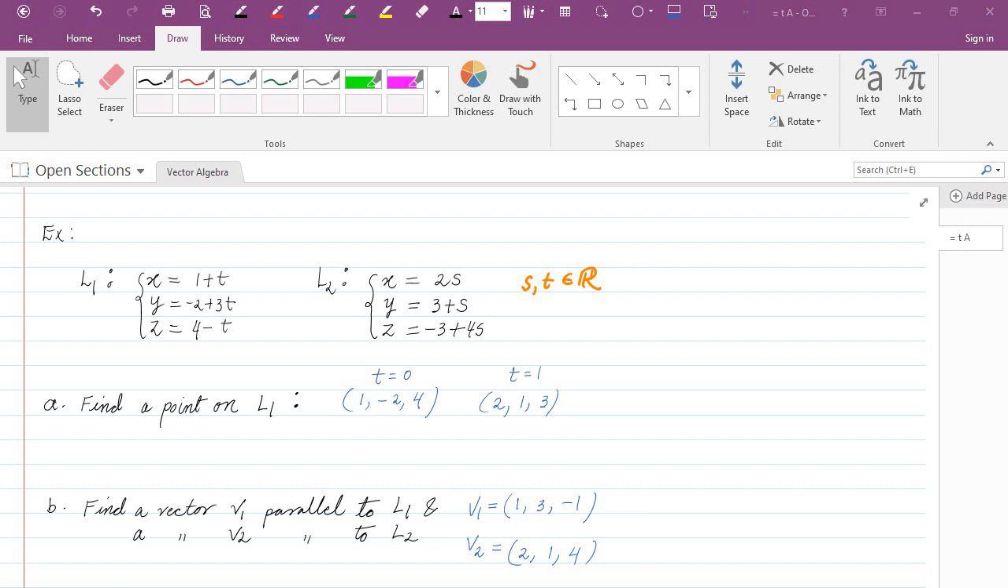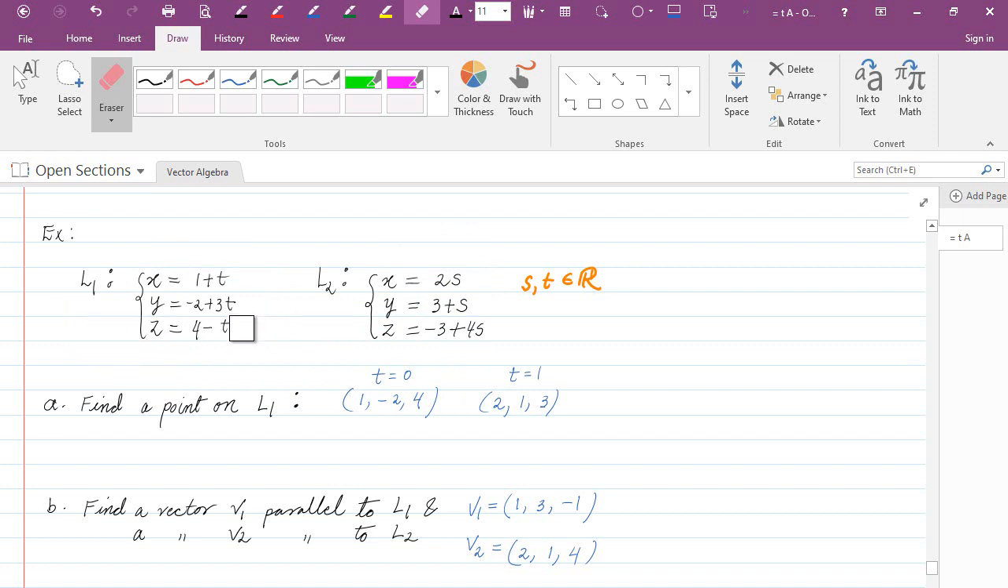In this example, we will be trying to find the intersection of the two given lines. So we are given lines L1 and L2. These are the parametric equations of L1, and these are the parametric equations of L2. The ultimate goal here is to find the intersection of L1 and L2.